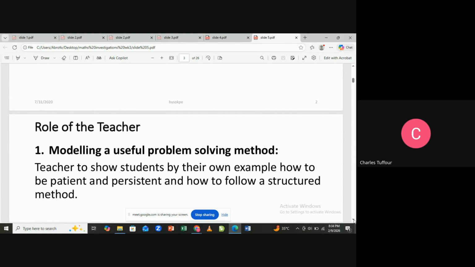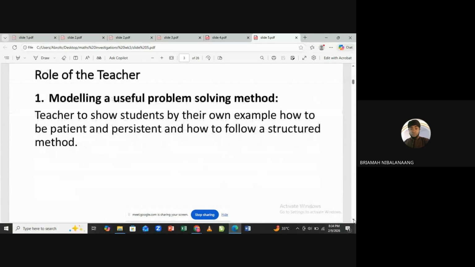What role does the teacher play when it comes to problem solving? One, the role of the teacher in teaching through problem solving. One, modeling a useful problem solving method. The teacher shows students by their own example how to be patient and how to follow.